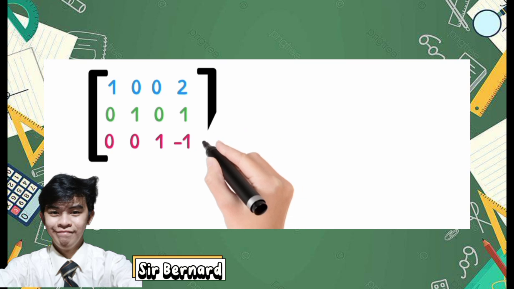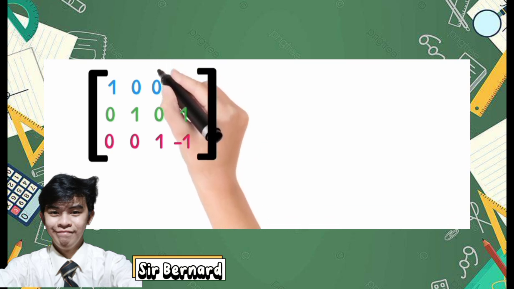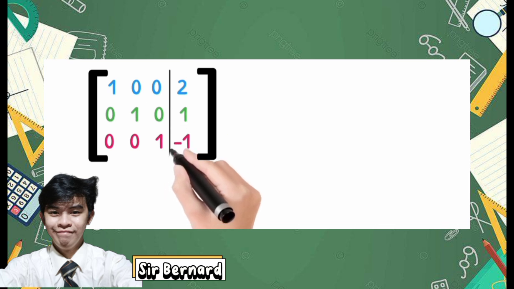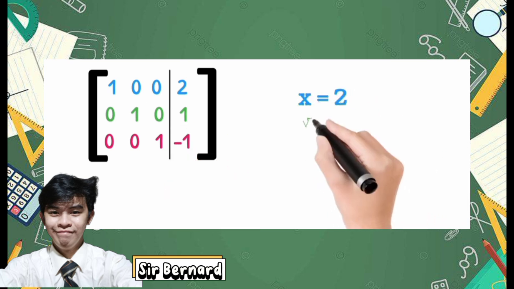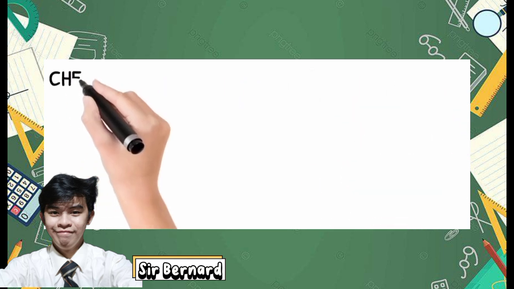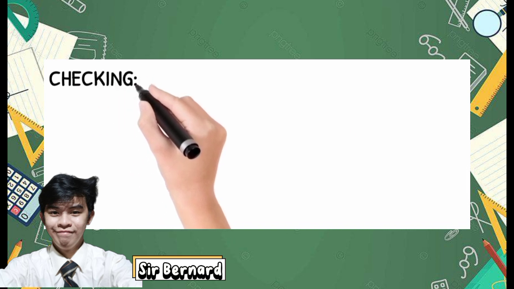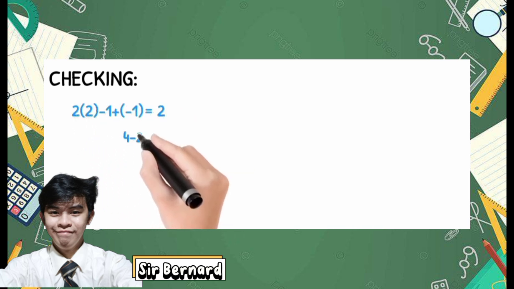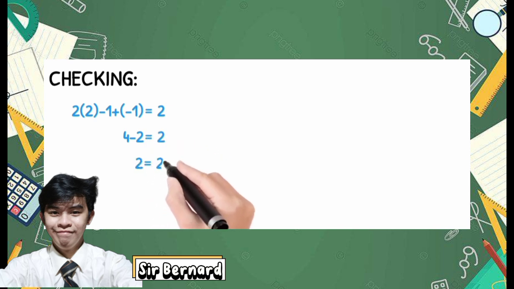We are done with our matrix, but we need to check it. Therefore, x is equal to 2, y is equal to 1, and z is equal to negative 1. We substitute x, y, z in each row. Substituting the values of x, y, z in row 1: 2 times 2 minus 1 plus negative 1. Then the answer is the same, balanced.